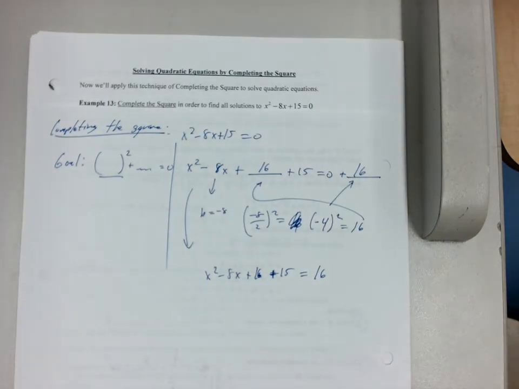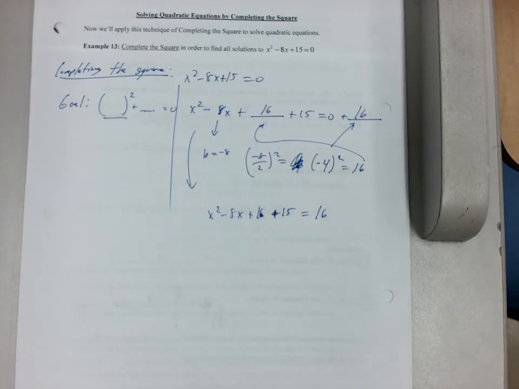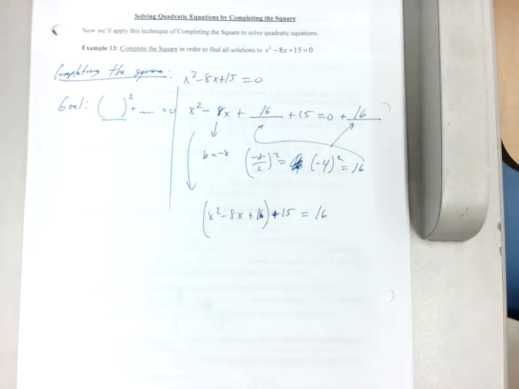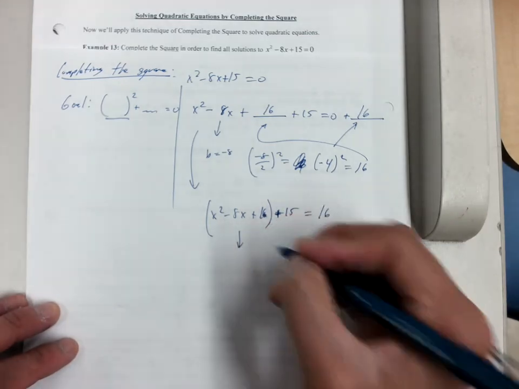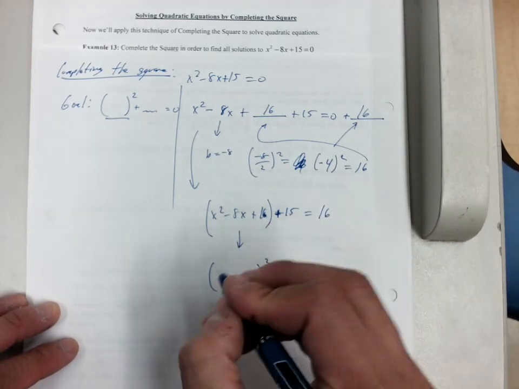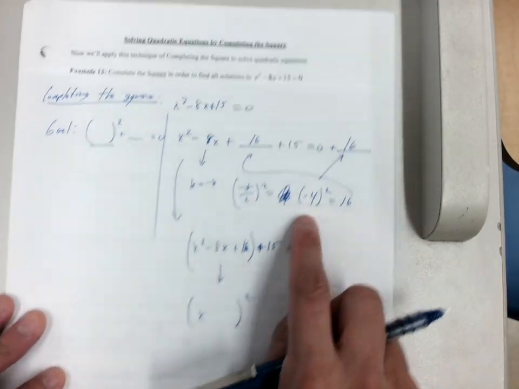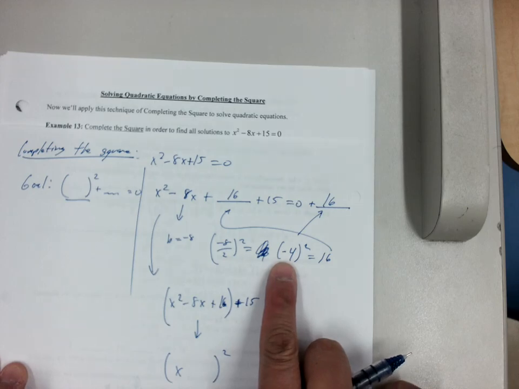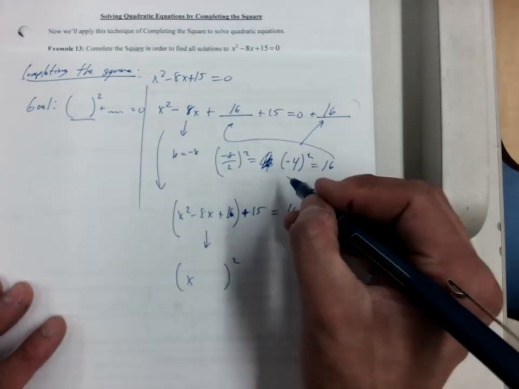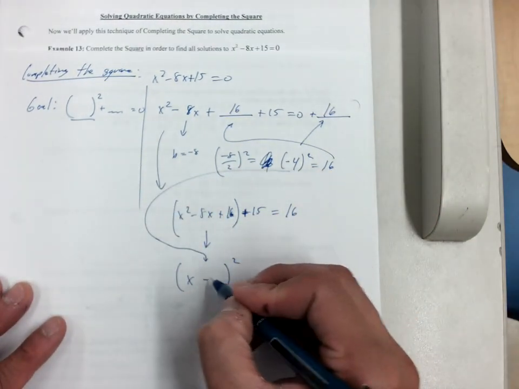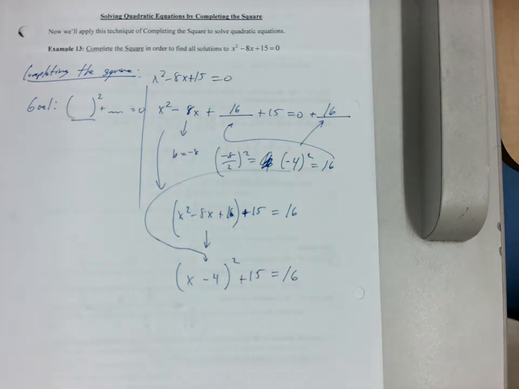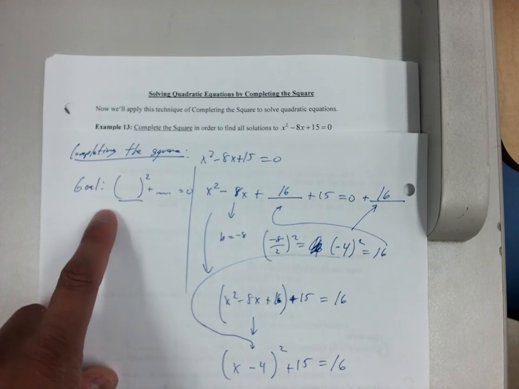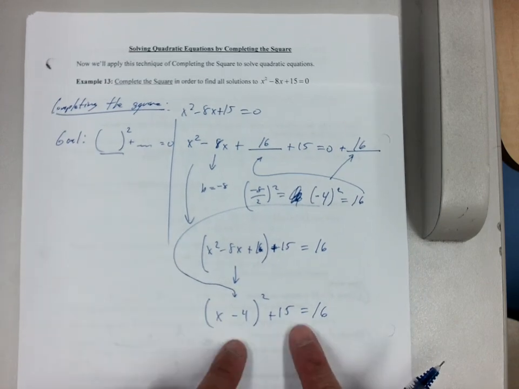Okay? And now what do I do? I put parentheses around my squared term. I write it as a perfect square. So that's going to be something squared. It's x. And what was half of b before I squared it? It was negative 4. So that's the number that goes in here. Okay? Now what? Now I just solve it. So now notice I have my goal. I've achieved my goal because that's what it looks like.